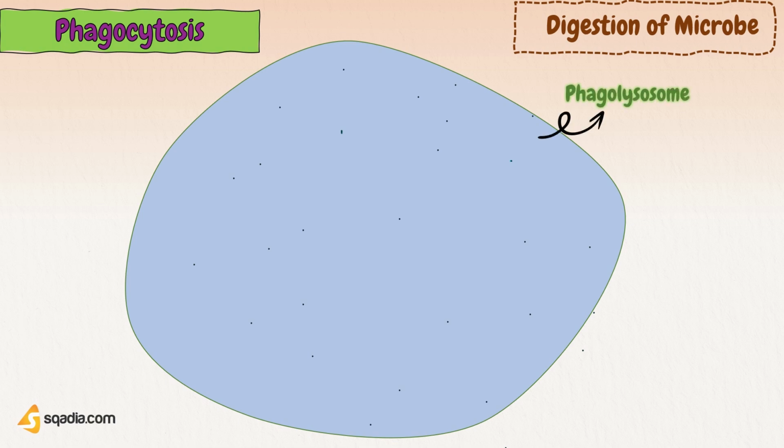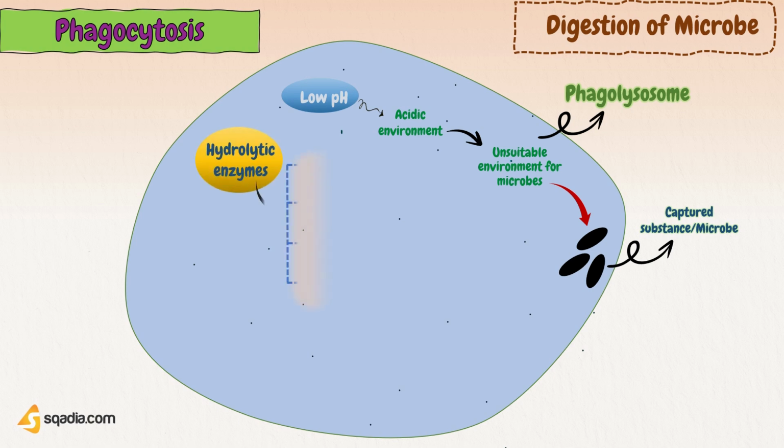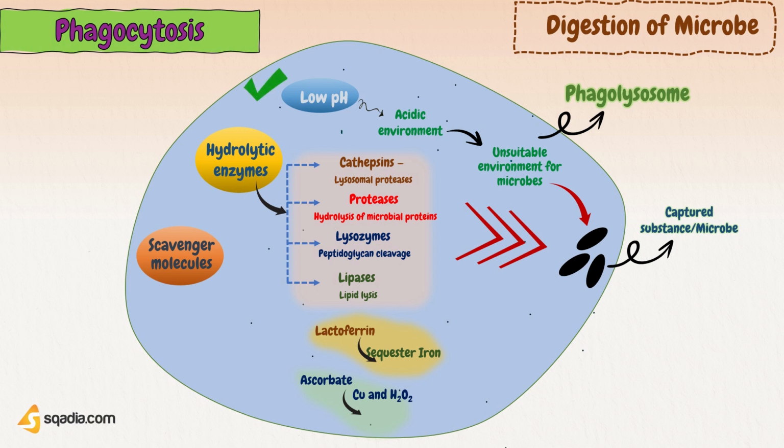Now we move towards the final step of phagocytosis, that is killing or digestion of microbes. A lysosome or phagolysosome is able to break down the stuff inside of itself by 3 mechanisms, including low pH, hydrolytic enzymes, and other microbicidal substances or scavenger molecules. Firstly, it drastically lowers the pH of its internal environment, making it very acidic. This is an effective way of killing or neutralizing whatever is inside the phagolysosome, so it cannot infect other cells.